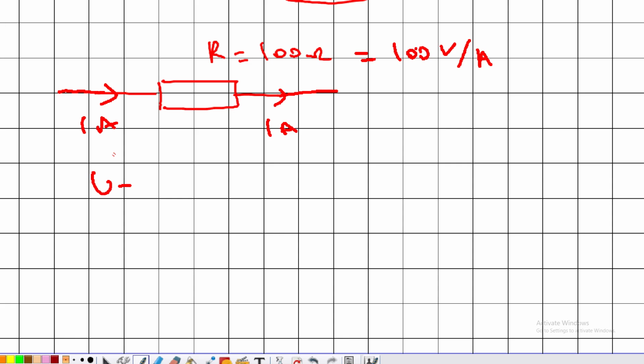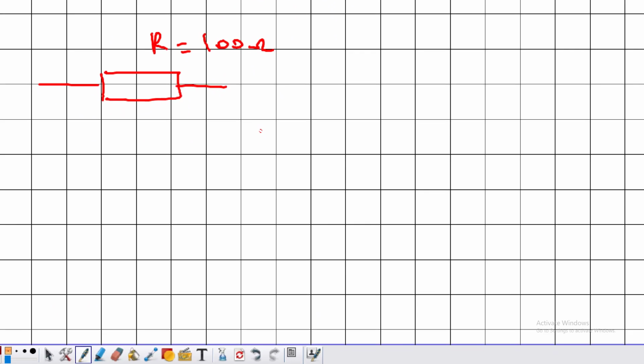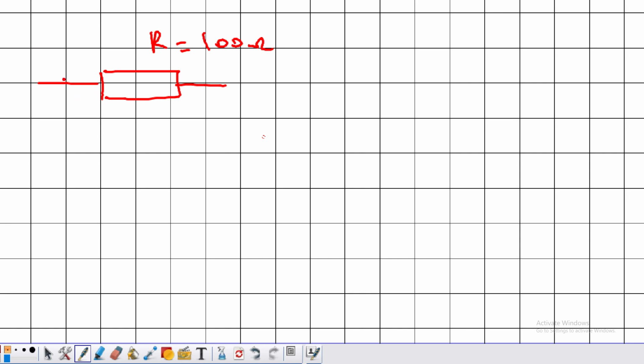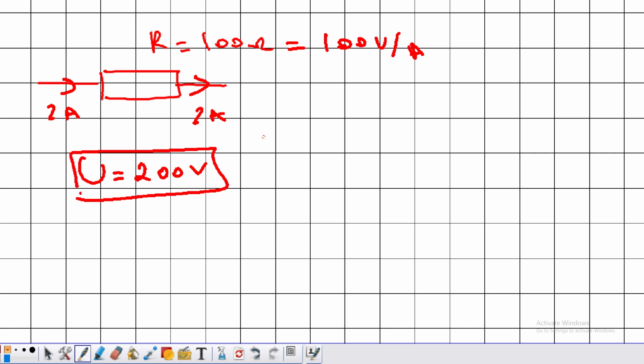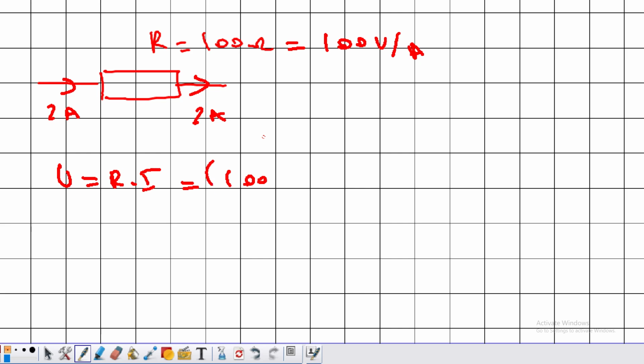Now suppose that we need to increase the current not by 1 ampere, but by 2 amperes. We know that 100 ohms is 100 volts per ampere, and in order to increase the current by 1 ampere we need to apply a voltage of 100 volts. What about 2 amperes? In this case, we need to apply a voltage U equal to 200 volts. And this is obvious because it comes from Ohm's law, U equal to R multiplied by I, 100 multiplied by the current 2, which gives us 200 volts.